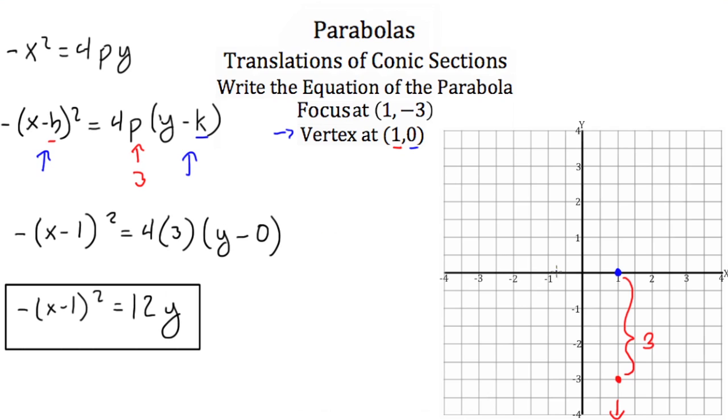So even though we've moved our parabola over 1, or to the right 1, what p does is affect how wide or how open our parabola gets. And even though we've moved it, our value of p doesn't change. So that's how you deal with parabolas that do not have their vertex at the origin. And that completes our tutorial on parabolas.